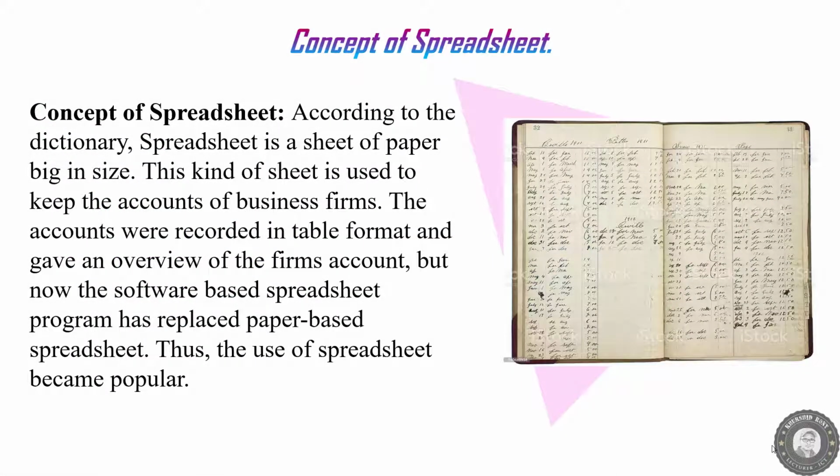Concept of spreadsheet. According to the dictionary, spreadsheet is a sheet of paper big in size. This kind of sheet is used to keep the accounts of business firms. The accounts were recorded in table format and gave an overview of the firm's account. But now the software-based spreadsheet program has replaced paper-based spreadsheet. Thus, the use of spreadsheet became popular.